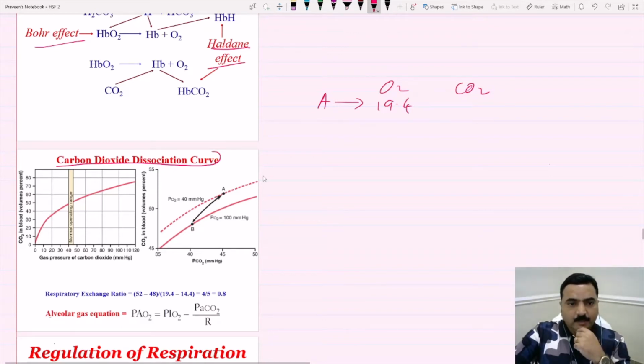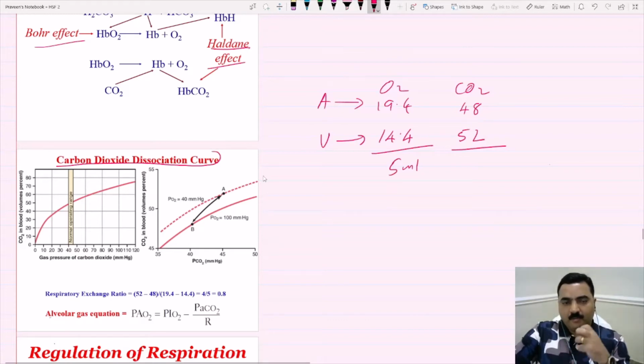Okay, so it's about 48. In the venous blood, what happens to the oxygen content? It's around 14.4. The venous blood will take the carbon dioxide and becomes 52. So the amount of oxygen delivered over here is about 5 ml. The amount of carbon dioxide being taken out from the body is around 4 ml.